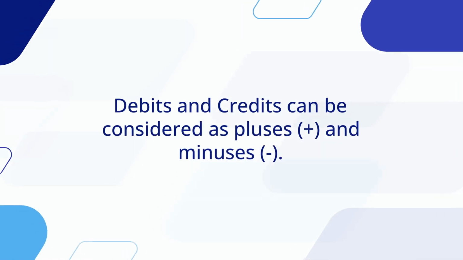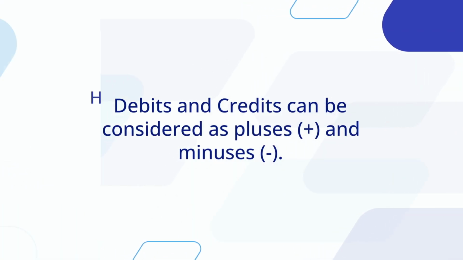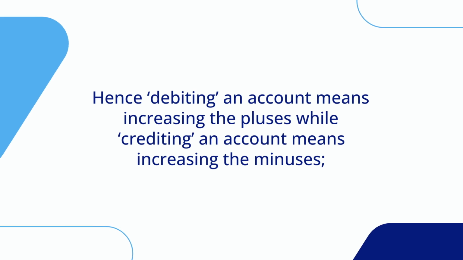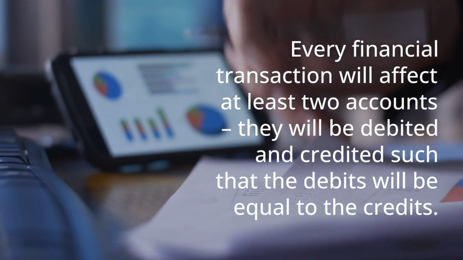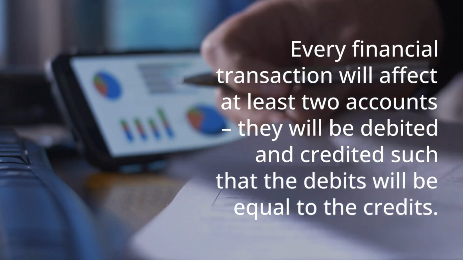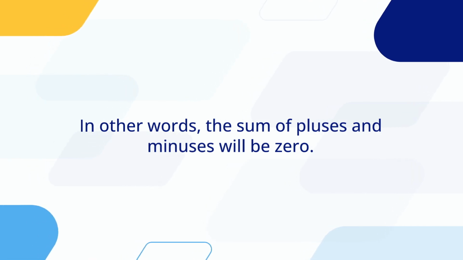Now, let's talk about debit and credit. Debits and credits can be considered as pluses and minuses. Hence, debiting an account means increasing the pluses, while crediting an account means increasing the minuses. Every financial transaction will affect at least two accounts. They will be debited and credited such that the debits will be equal to the credits. In other words, the sum of pluses and minuses will be zero.